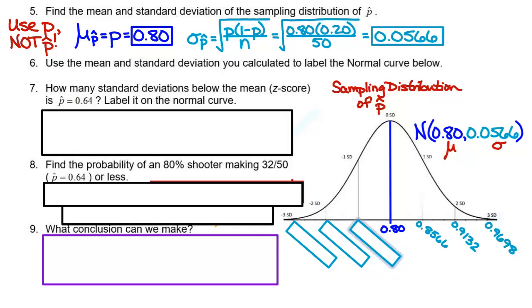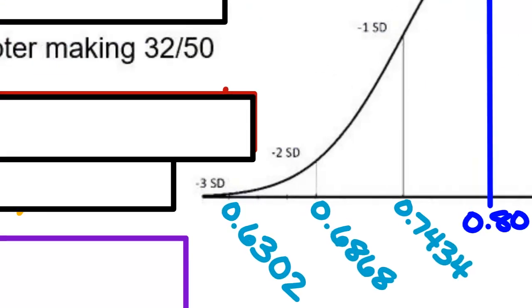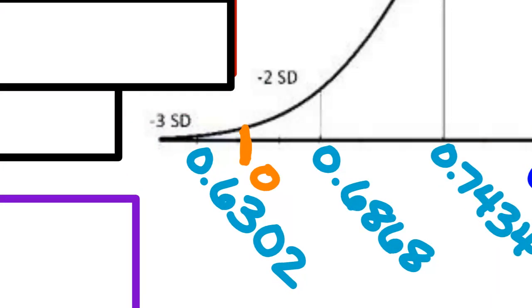All right, so going down the left side, you get 0.7434, and then 0.6868, and then 0.6302. Where would that p hat of 0.64 fall? Yeah, like over here somewhere, right? Pretty close to that 3rd standard deviation.